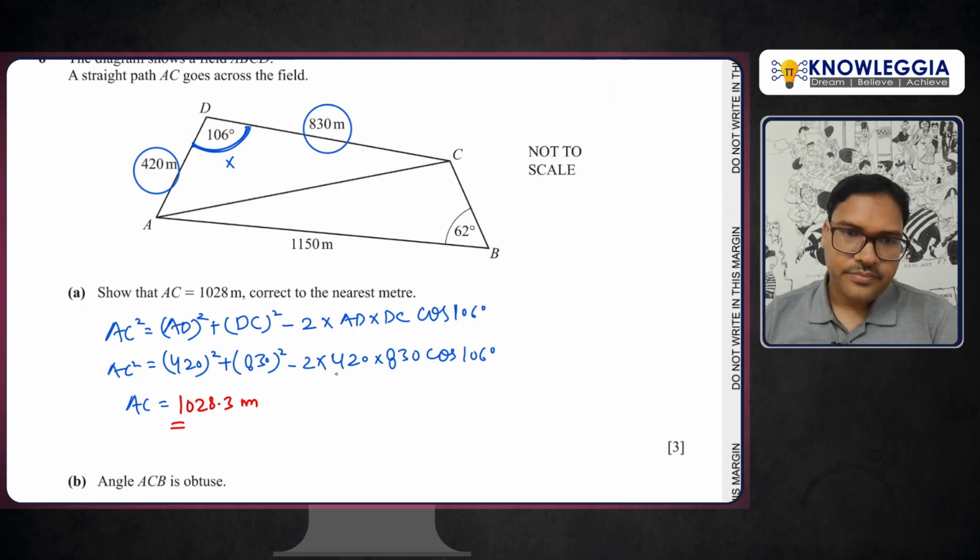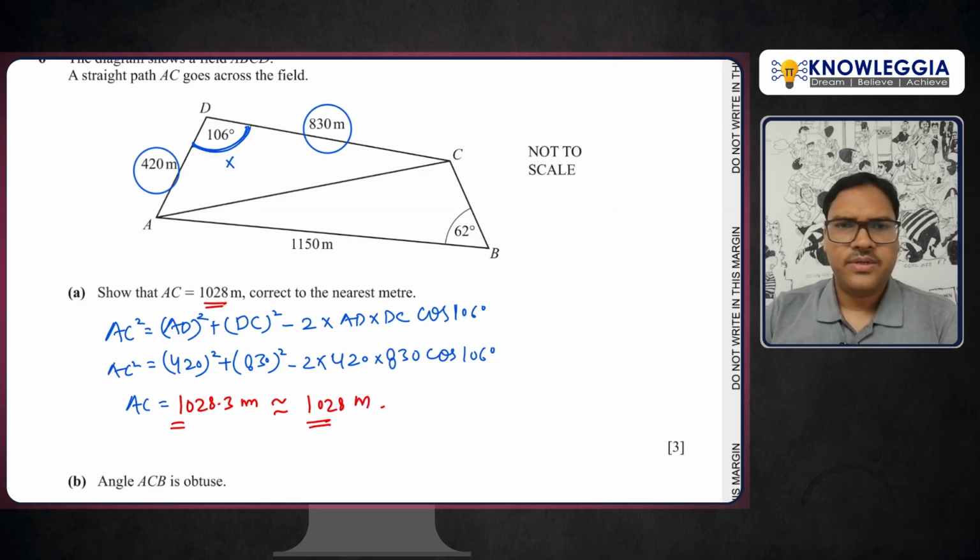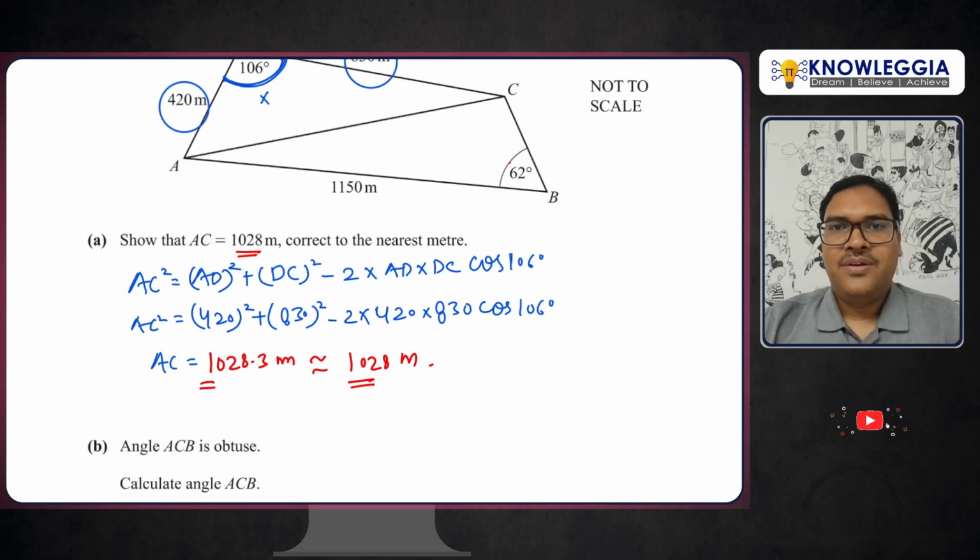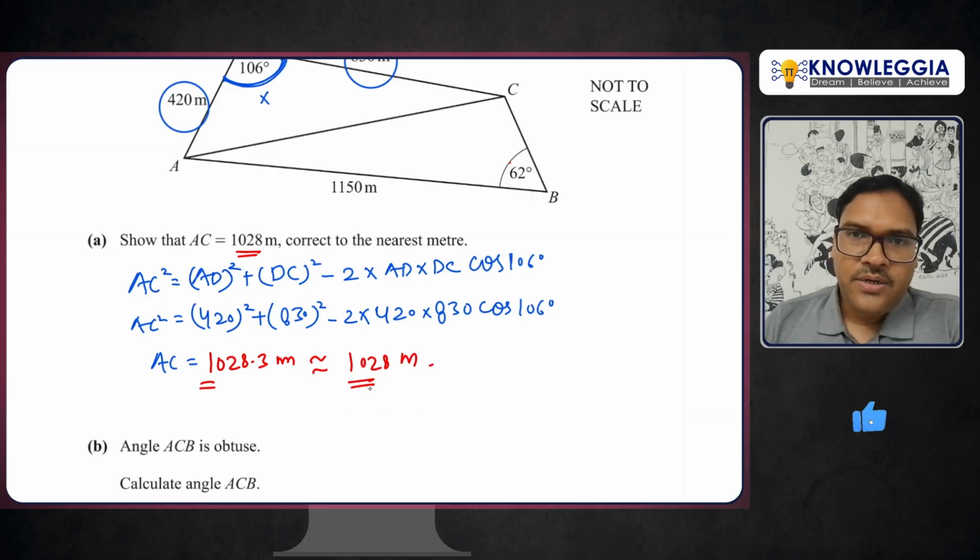Now, they are saying you have to write the answer correct to the nearest meter. So this is 1028 meters. So this is how you can answer this question. This one is easy. So now the next part of this question.